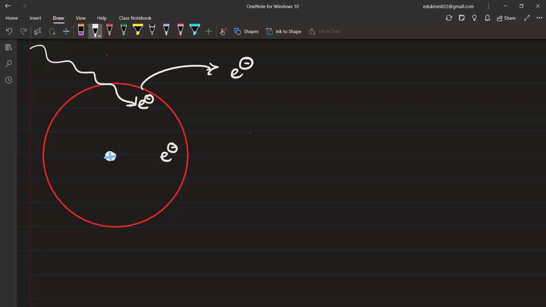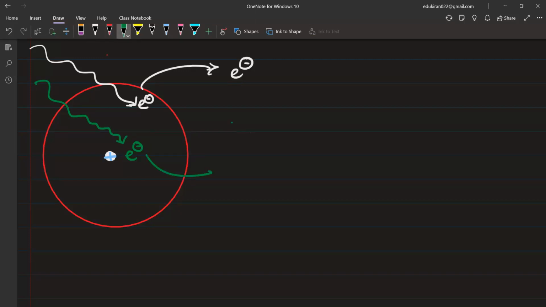Now I will show you a few things. Tell me which electron will require greater energy. Which electron will require greater energy? The white one as we have shown here, or the green one?